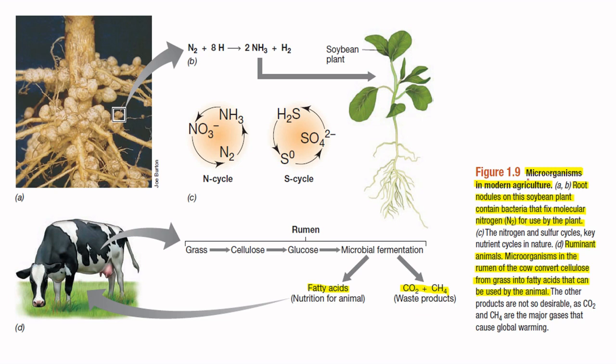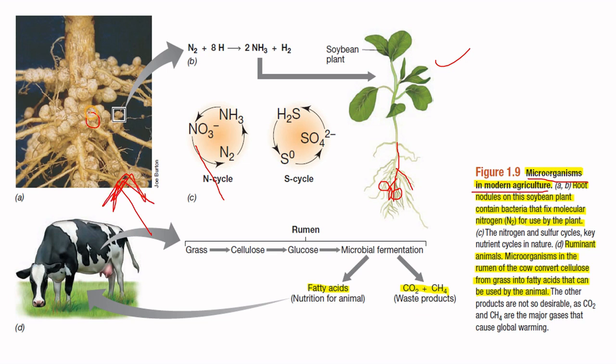So at first, the contribution of microorganisms in modern agriculture, how they contribute to modern agriculture. So this is a soybean plant. In the soybean plant, in the root, some microorganisms grow and produce root nodules like this, which can be seen here. Sorry, here, those are the root nodules.